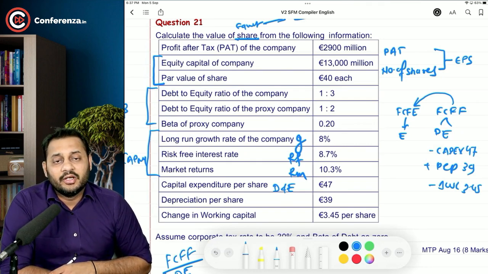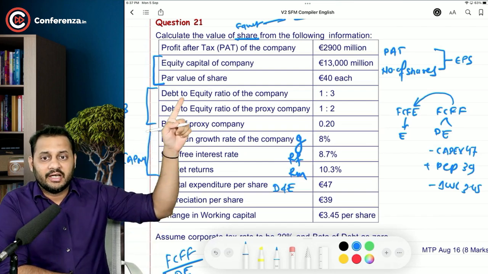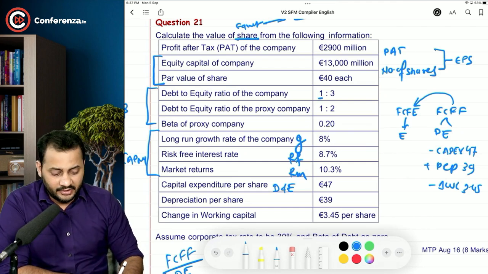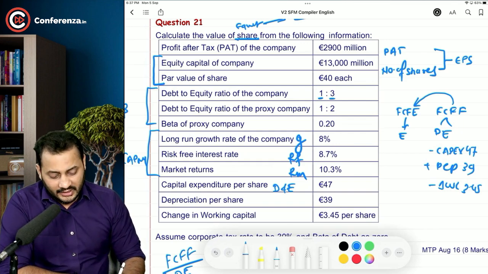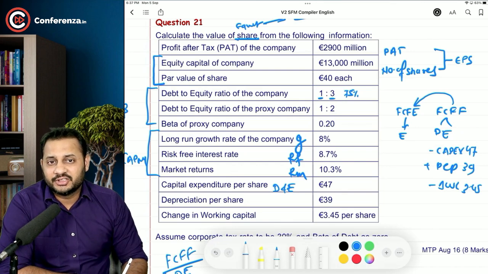You have to divide all those figures into debt sharing and equity sharing. Out of 4 euros, 1 will be contributed by the debt and 3 will be contributed by the equity. So can I say 75% is the equity sharing? Out of 4 euros, 3 euros relates to the equity. So 3 by 4 is 75% is the share of equity.